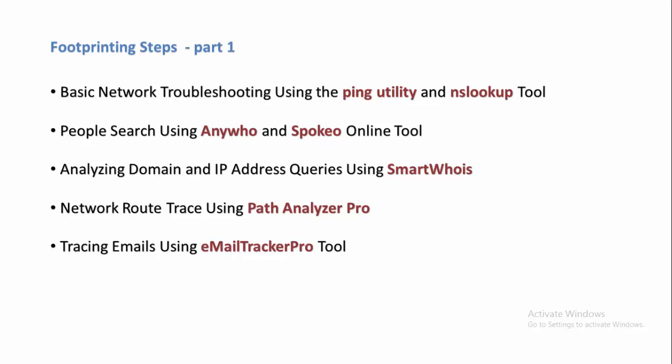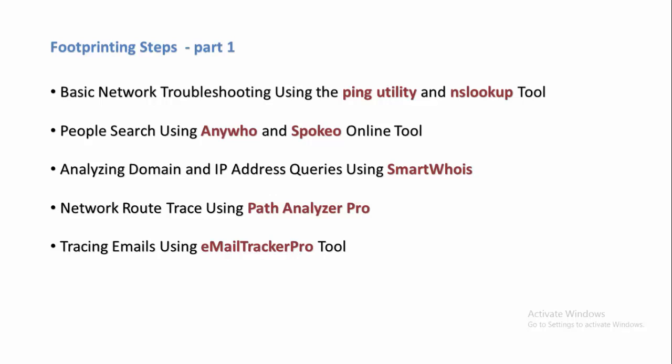If you want to search for any person in any organization, Anywho and Spokeo are online tools which help you get all the information about that user: their email addresses, phone numbers, home addresses, and physical location also. And to query a domain and IP, let's say you have an IP address or a domain name and you want all the information about it, like to whom it is registered and who the owner of that server is, you can use the SmartWhois tool. It's a free tool, and it gives you all the information about that server.